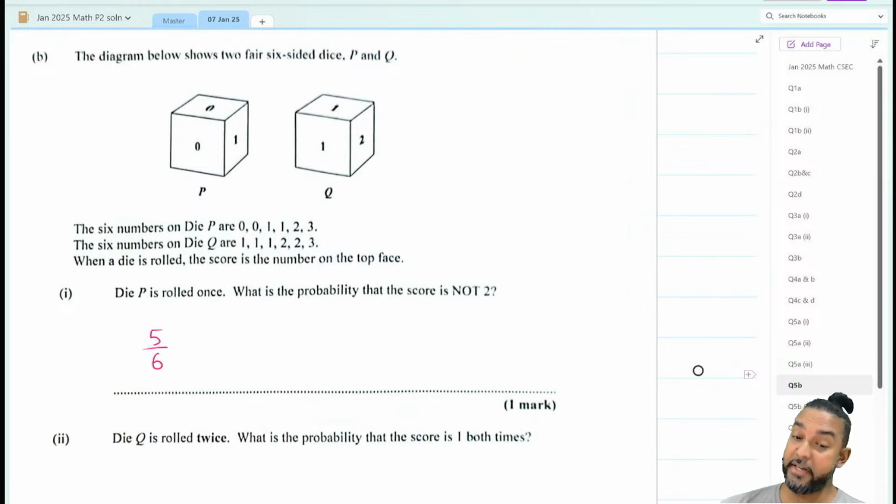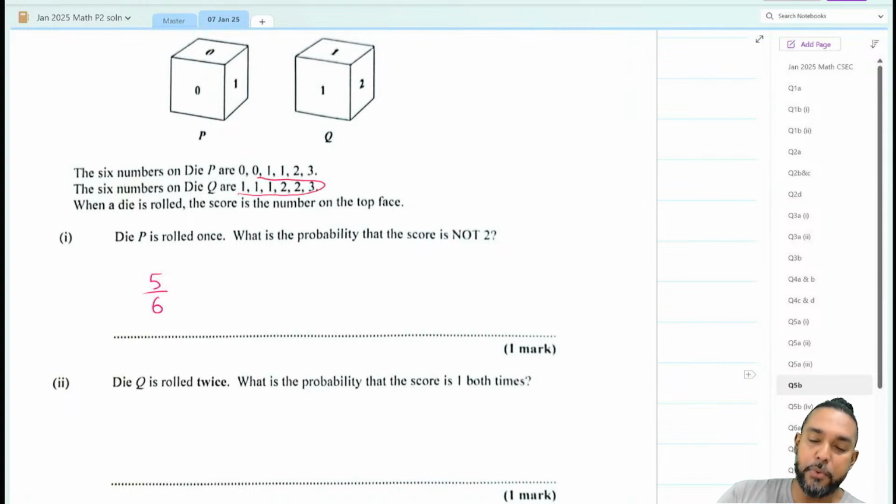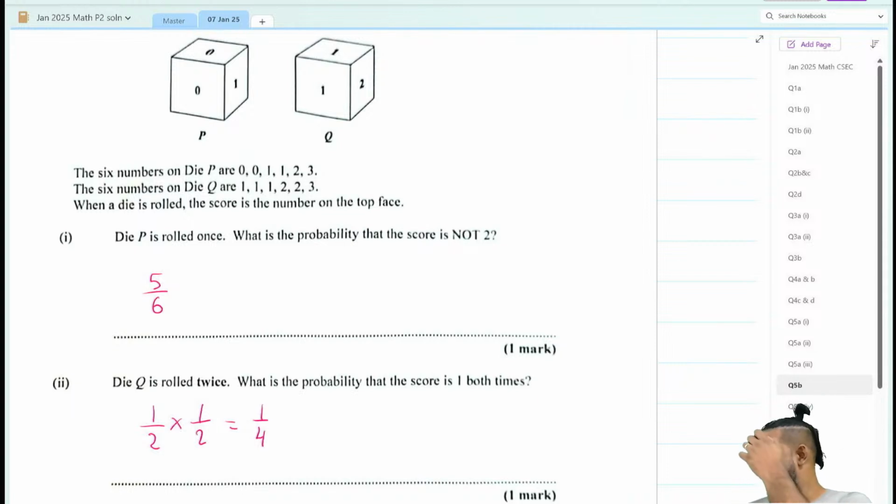Die Q, and this is where it gets interesting. Die Q is rolled twice. What is the probability that the score is 1 both times? For the score to be 1 on 1 roll, you have 3 ones on die Q out of a total of 6. So that's a half. 3 out of 6 is a half. And you have 2 rolls. So you have 1/4. Right?